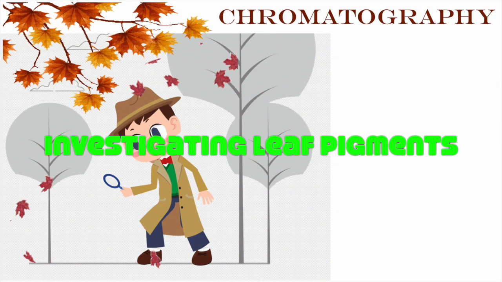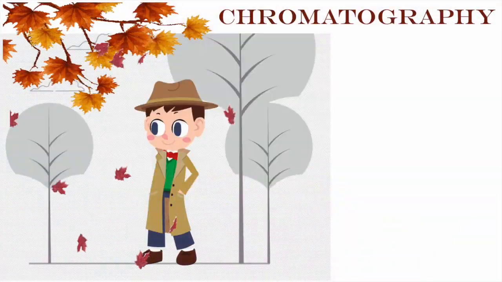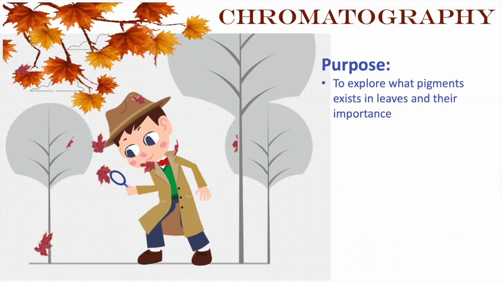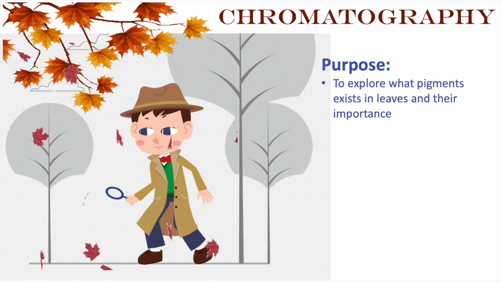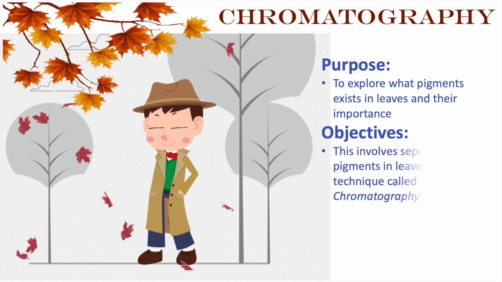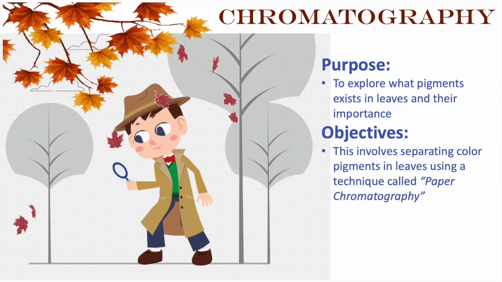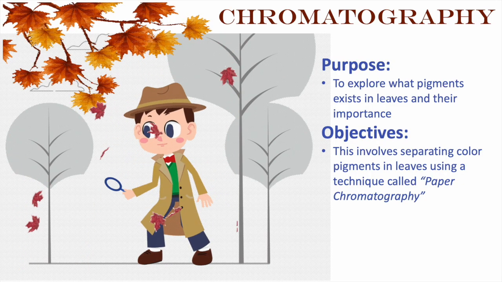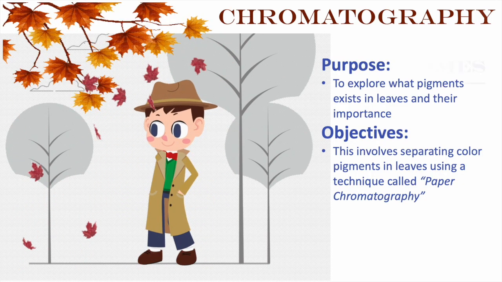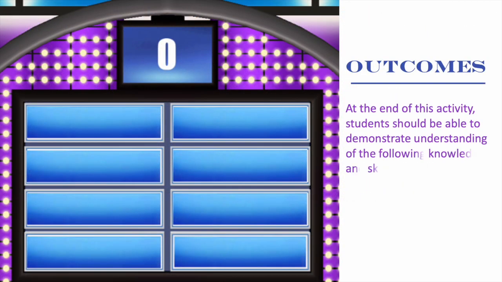This activity is called investigating leaf pigments. It aims to explore the different color pigments in leaves and understand their importance to photosynthesis. It involves separating color pigments in leaves using a technique called paper chromatography, which can be done individually or in groups. At the end of this activity, students should be able to demonstrate understanding of the following science concepts.